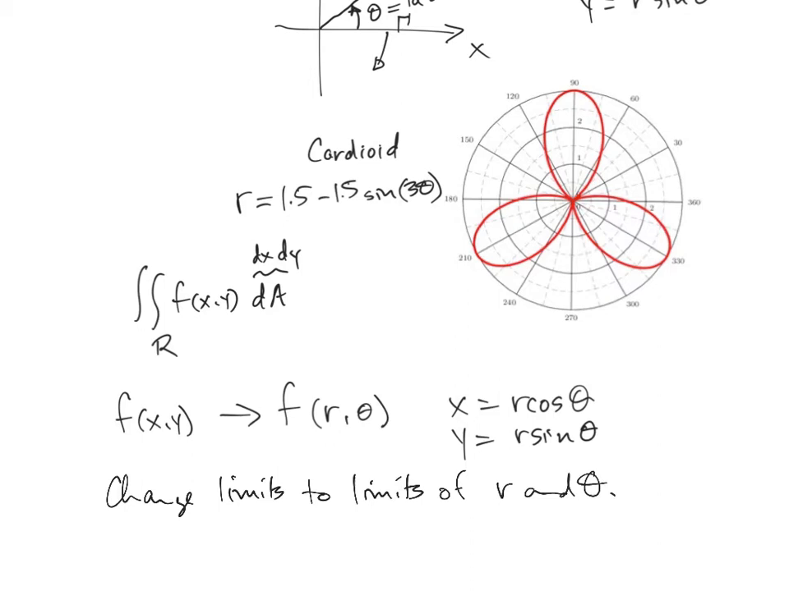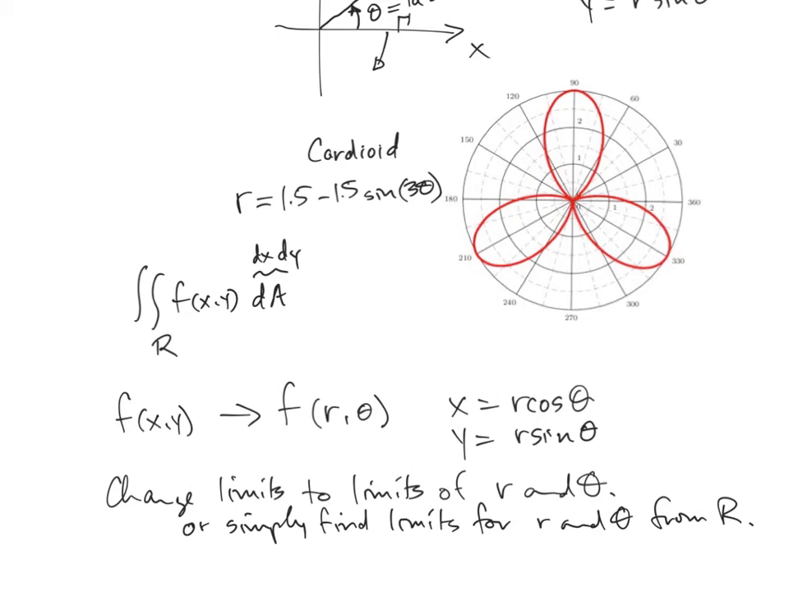And usually we're not given the limits for x and y, so we don't have to change them. We have to just figure out what the limits for r and theta are. Right? We will find those from the region of integration. The region of integration stays the same.